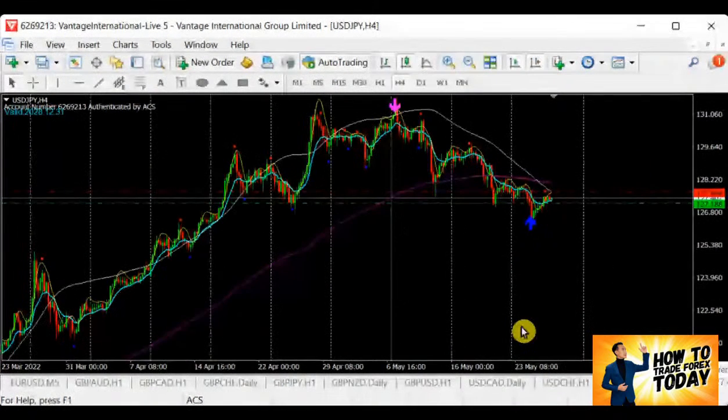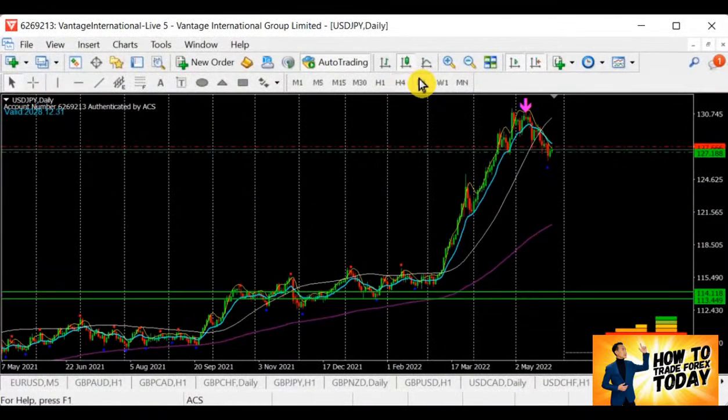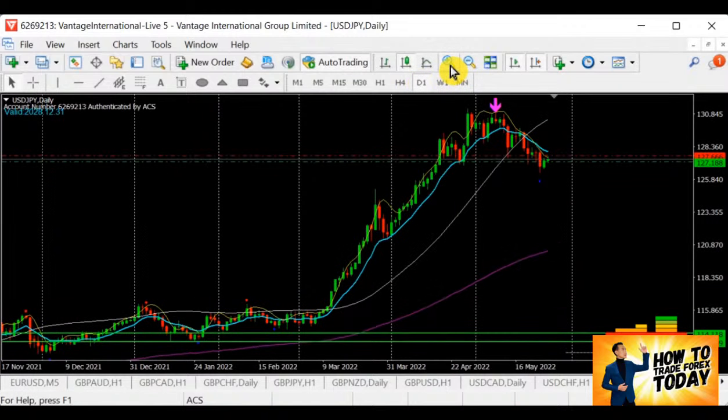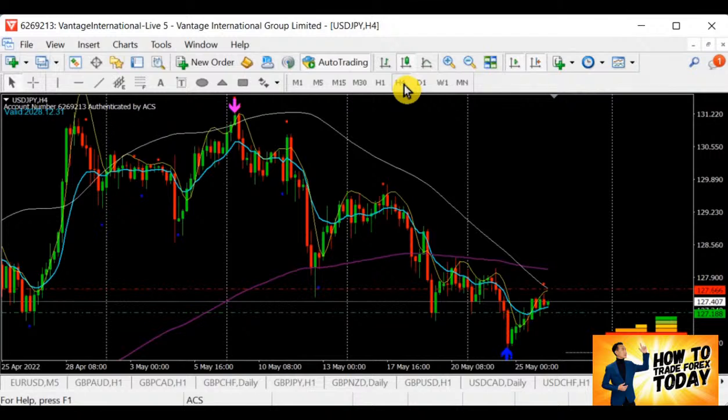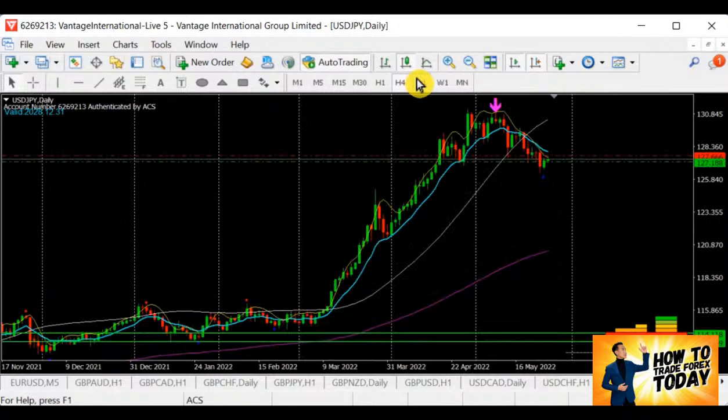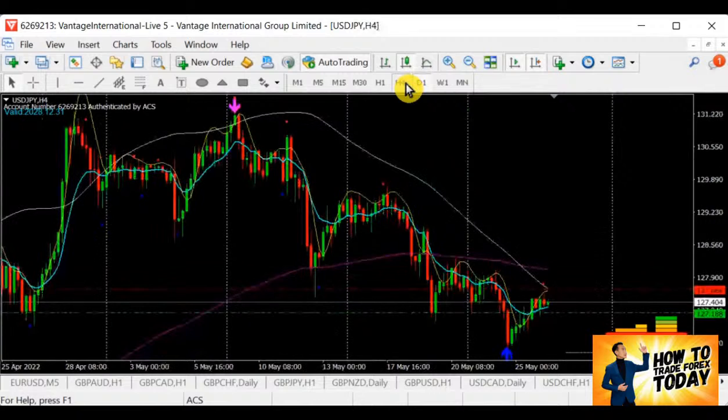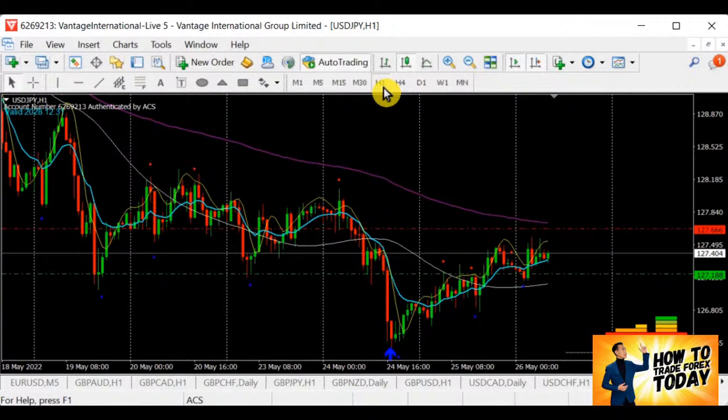Dollar yen is still struggling in this area. It looks like selling, but it's not selling today, and currently it's going to have a retracement. The retracement should end around this purple line here. So I'm going to wait. All right, so that's all.